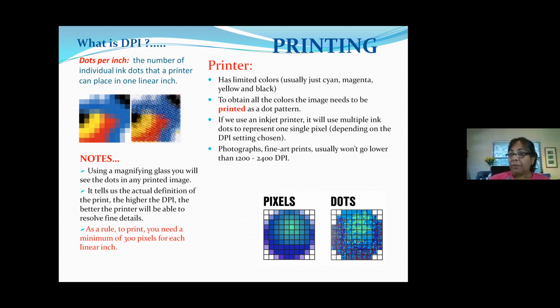As I said, photographs, which are fine art prints, usually go no higher than 1200 or 2400 DPI. Some notes: we just saw here the magnified dots, and this DPI actually tells the definition of the printer. The higher the DPI, the better the print you are going to obtain. As a rule, to print, you don't really need more than 300 pixels for us, unless, as I say, you are a professional photographer.